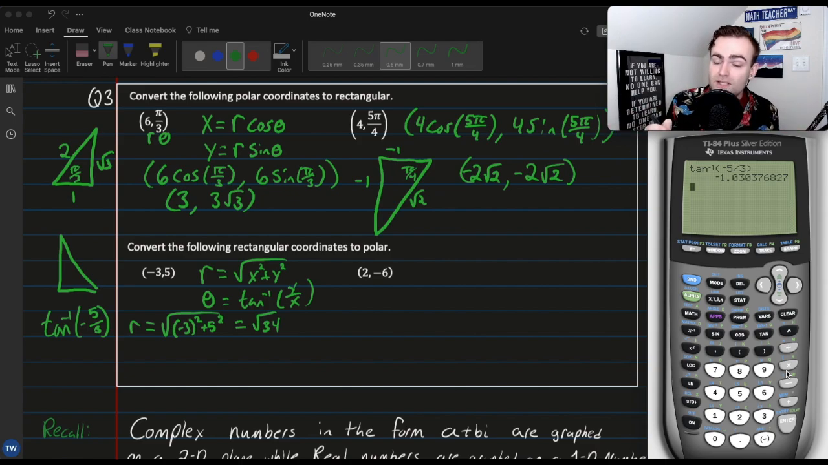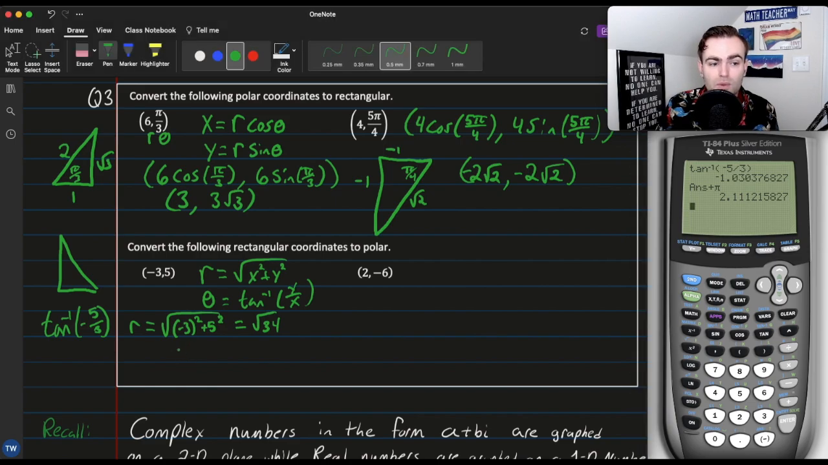So how do we move it? We're going to add a pi to it. So we're going to take this and add pi, and this is our angle. So our point is going to be the square root of 34, comma, 2.111. Not great, but you get the idea. Not pretty, but it works. So let's try it again with this one here.